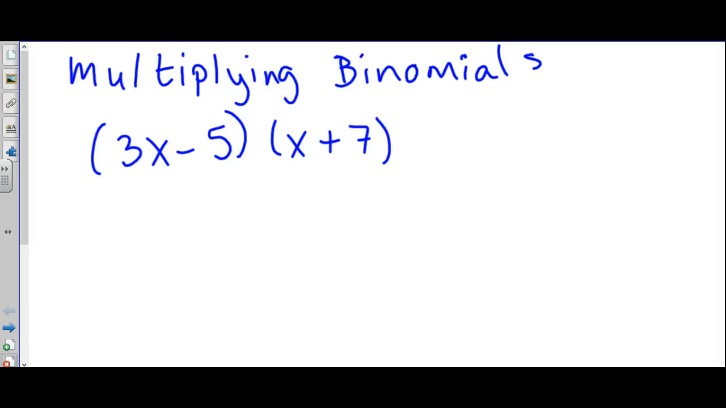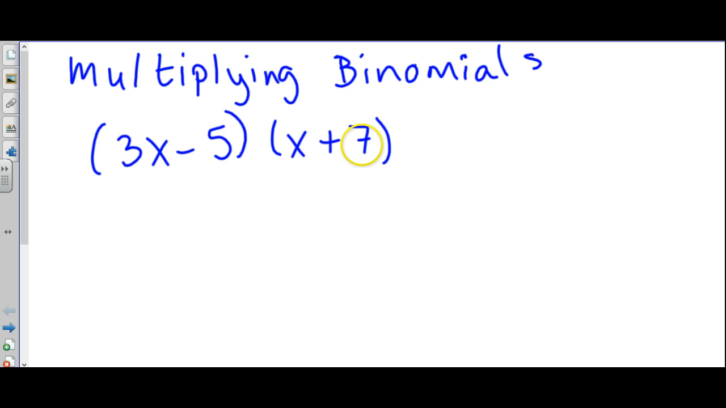This video will be about multiplying binomials. A binomial is an expression with two terms. 3x is one term, negative 5 is the second, or in the second parenthesis, x is the first term, plus 7 is the second term.